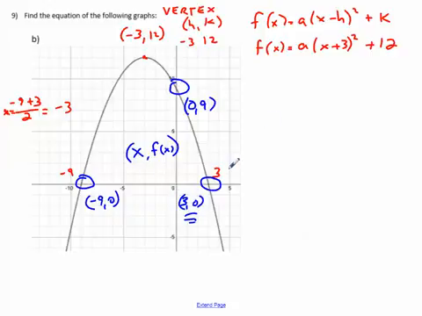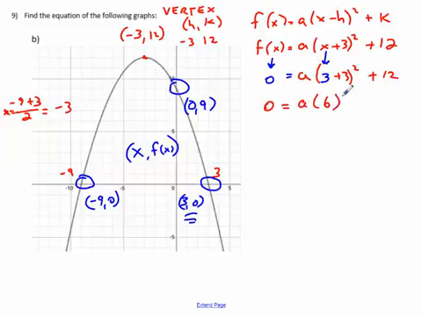My x component is 3, so I'm going to go up here and write in blue my x component. My x component becomes 3. My f of x component is 0, so there's my 0. F of x becomes 0. And all the rest of the stuff remains the same. A, I don't know what a is. Plus 3 stays the same, squared stays the same, plus 12 stays the same, and all I did was replace x, f of x, with a point that I know, x 3, f of x 0. And now I just solve for a. I've got one equation in red and blue with one variable, a, and all I do is solve. I get 0 equals a times 6 squared plus 12.